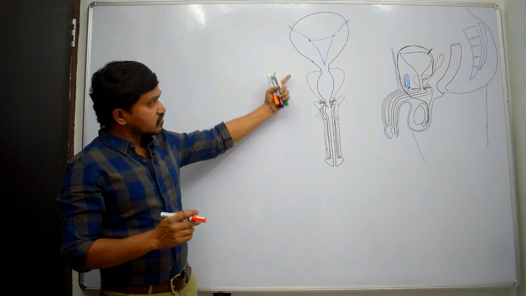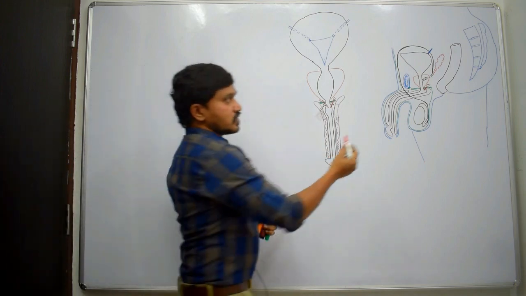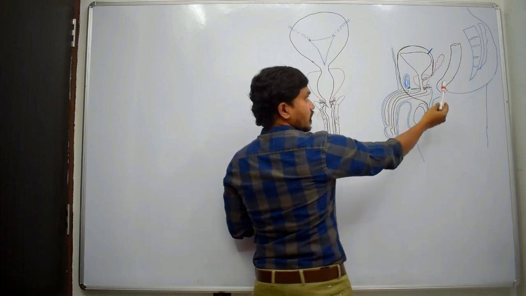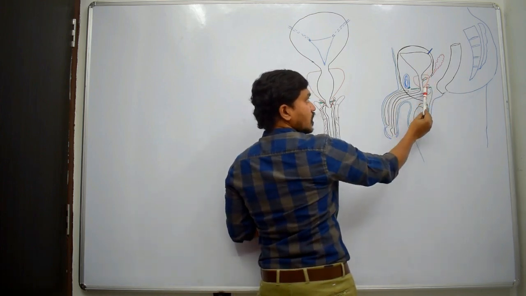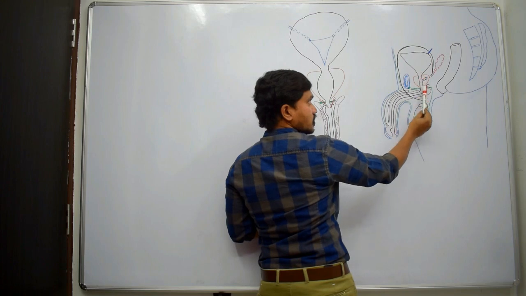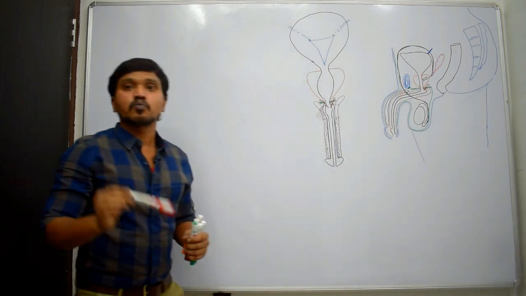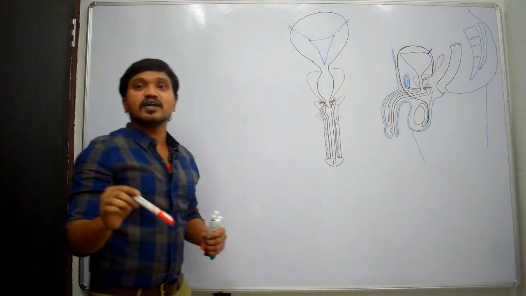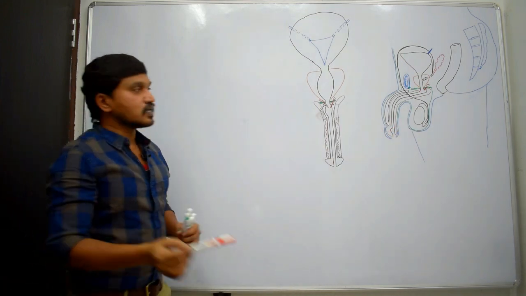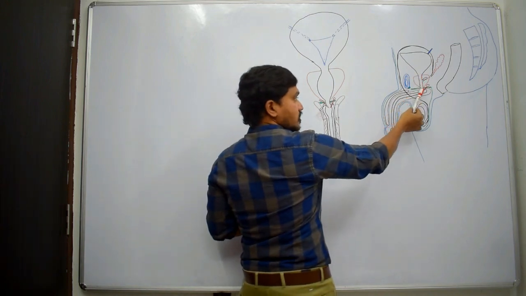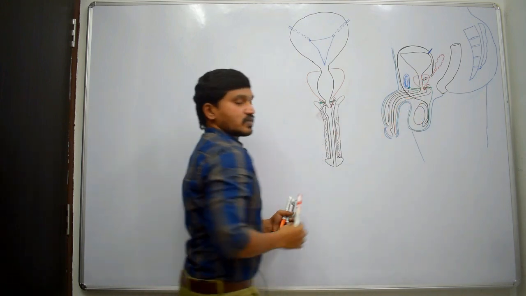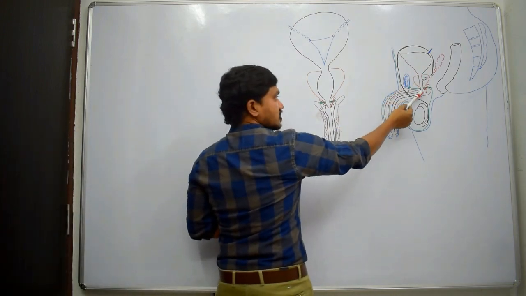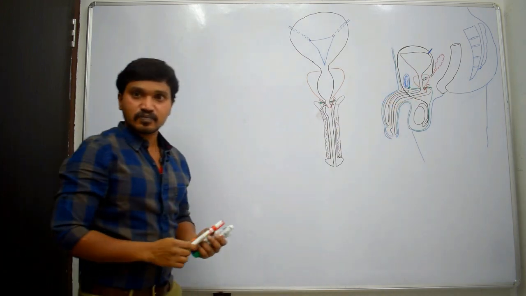First we will divide this urethra into two parts. This is anterior part and this is posterior part. That means from the bladder neck to the membranous urethra, from here to here, this part is posterior part. From here to here, this part is anterior urethra. Otherwise, this is proximal urethra and this is distal urethra, right?